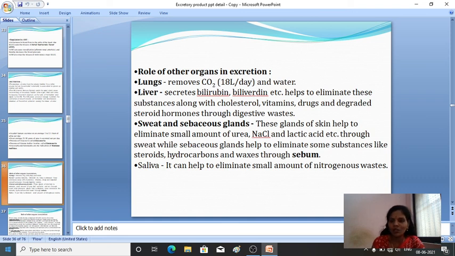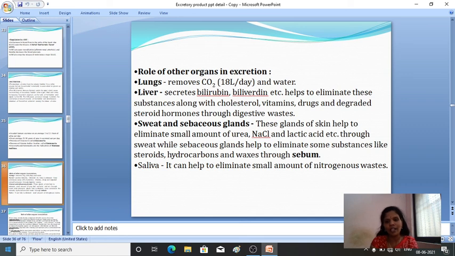So generally it helps to eliminate substances along with cholesterol, vitamins, drugs, and also degraded steroidal hormones through the digestive waste. Then sweat and sebaceous glands, the glands of the skin, are also associated with the elimination of waste. Generally they help to eliminate a small amount of urea. Fine. Skin also plays a role in the elimination of a small amount of urea from the body.